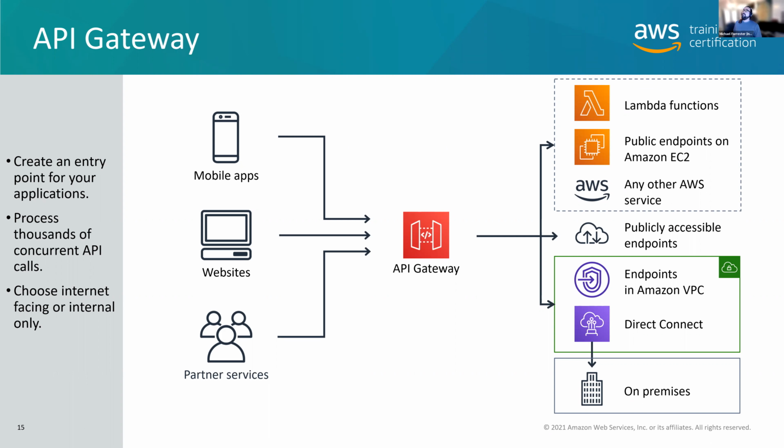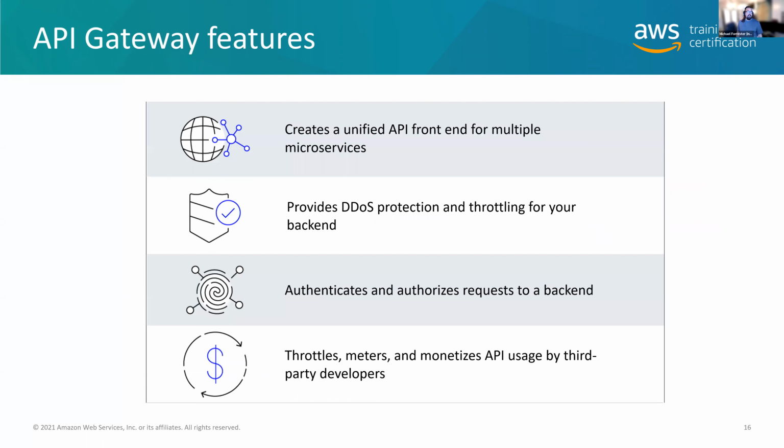This does REST and WebSockets. And it will do hundreds of thousands of concurrent API calls. This includes, by the way, traffic management, authorization and access control, version management, staging. This is a really robust, awesome product. So a single front end to manage all of your different versions and stages of your API, throttles, meters, monetizes, will actually scale and provide distributed denial of service protection and throttling and metering and whatnot.